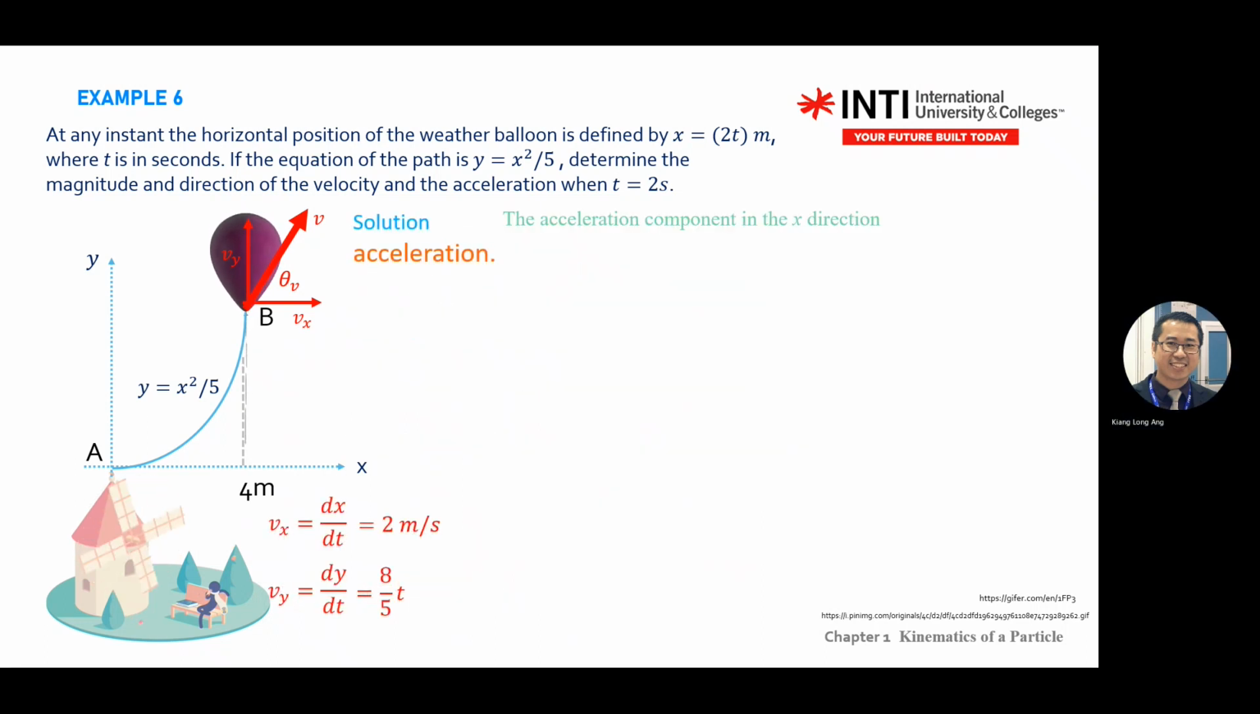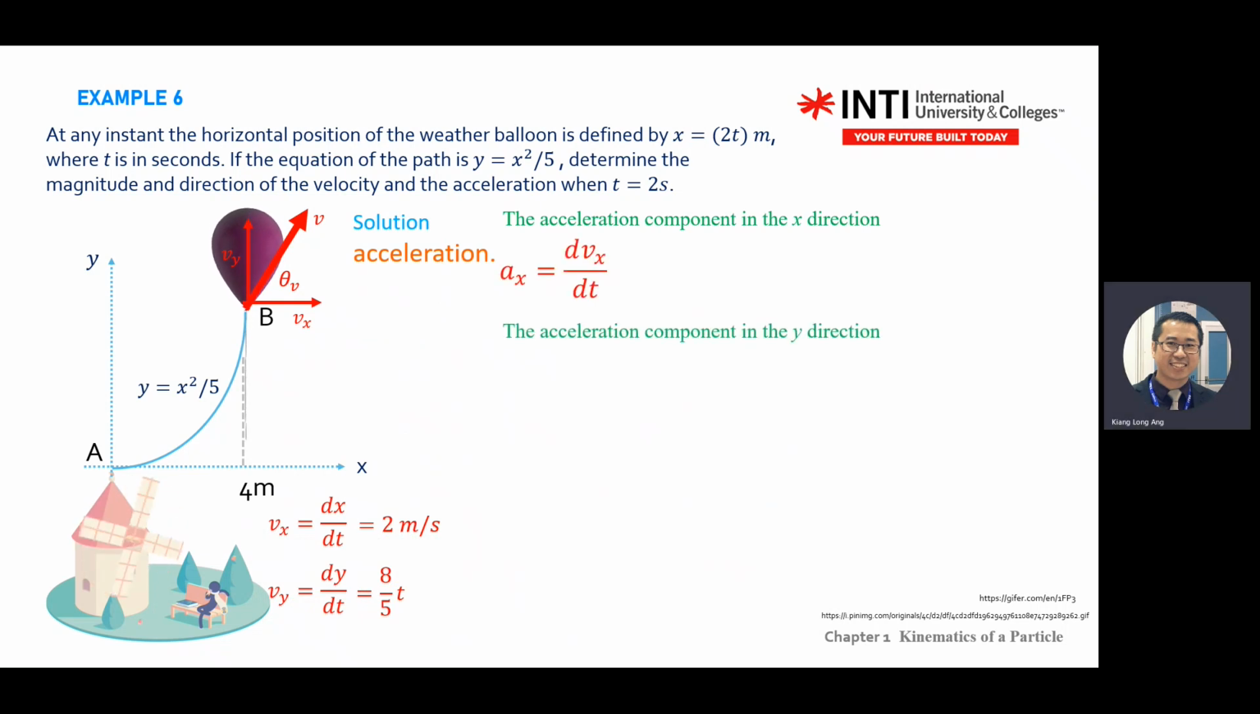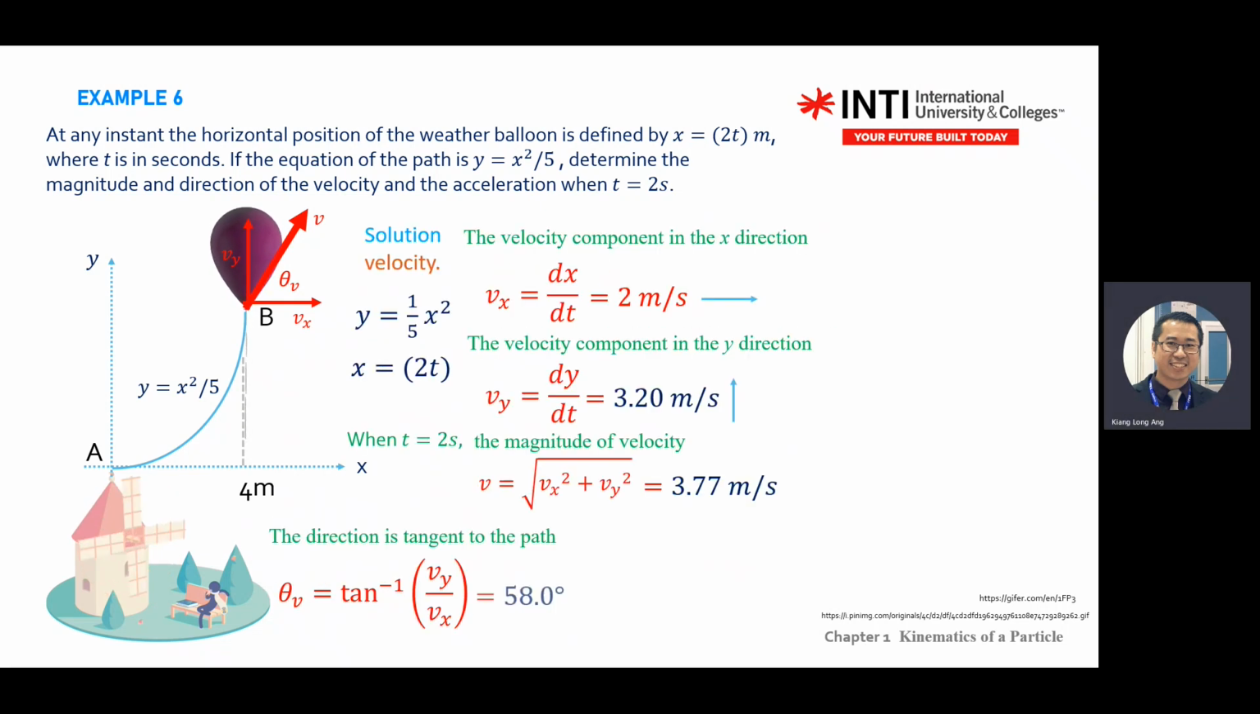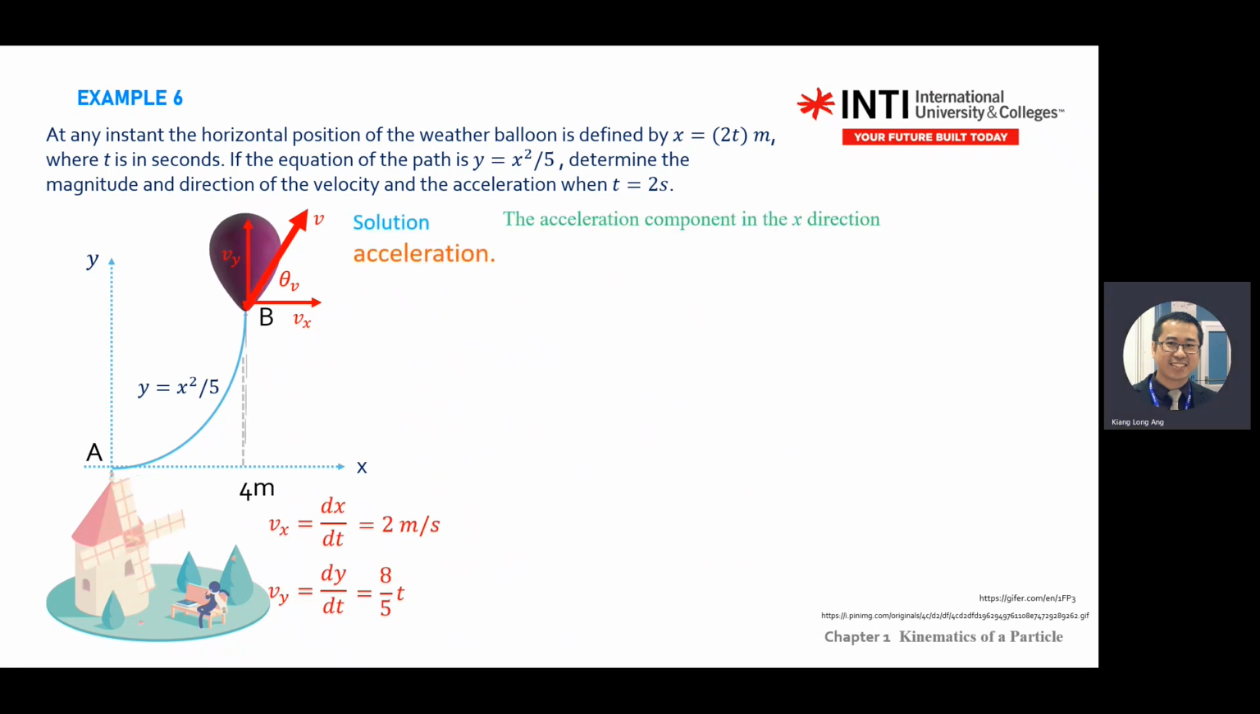All right. Do the same for acceleration. Acceleration, you have a equals dv/dt, time differentiation of your velocity. You have two equations previously, Vx and Vy. Vx, you get 2 meters per second. Vy, you get 8/5 t.